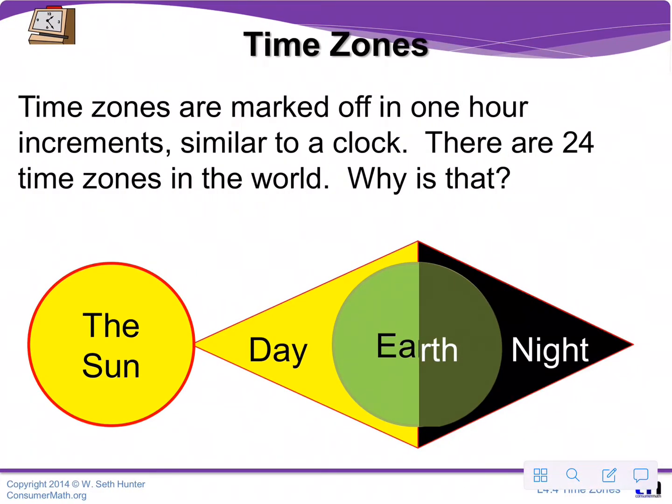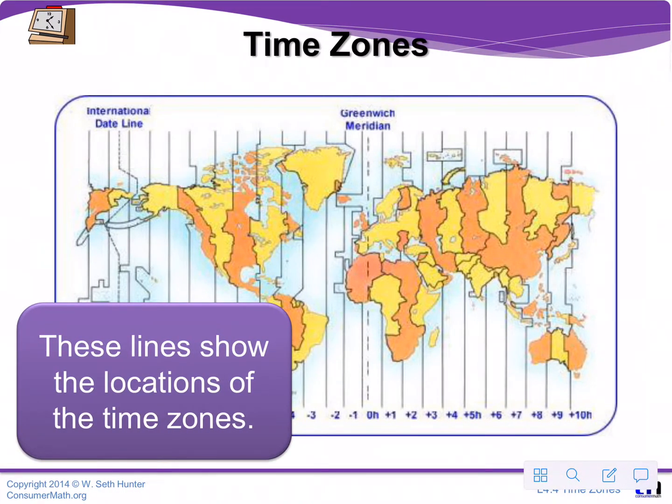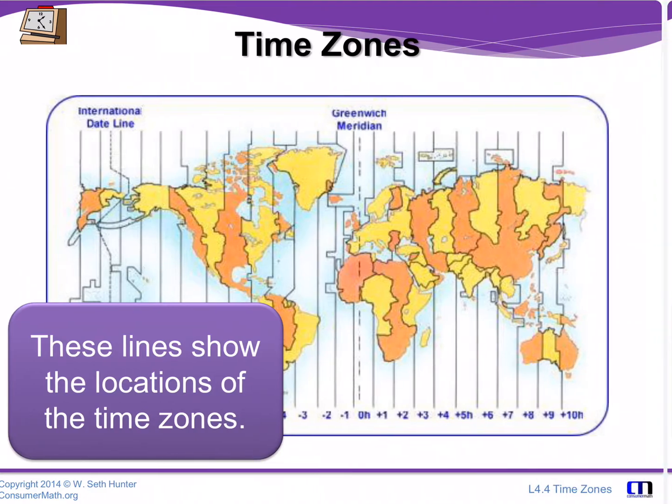Time zones are marked off in 1 hour increments, similar to a clock. There are 24 time zones in the world. Why is that? These lines here show the location of the time zones, and you'll notice that they're not exactly the straightest of lines either.